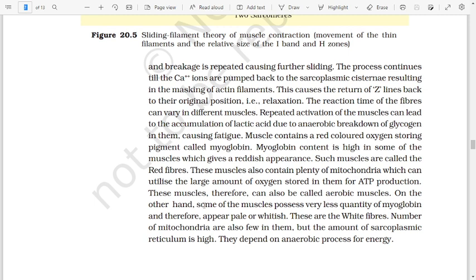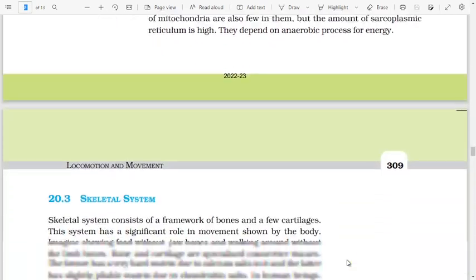On the other hand, some of the muscles possess very less quantity of myoglobin and therefore appear pale or whitish. These are the white fibers. The number of mitochondria is also few in them, but the amount of sarcoplasmic reticulum is high. They depend on the anaerobic process for energy.